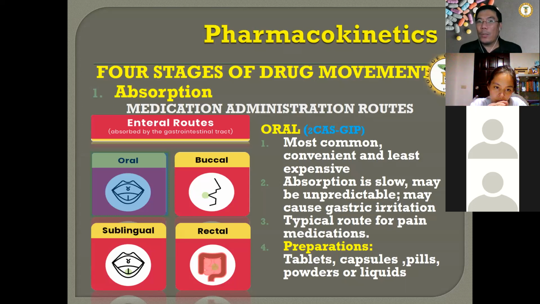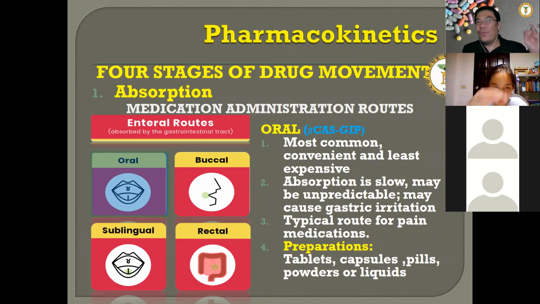AS, absorption is low. GI, gastric irritation, cause gastric irritation. And P, pain medication. So I just made a mnemonic for you to understand and remember: 2 CAS-GIP.